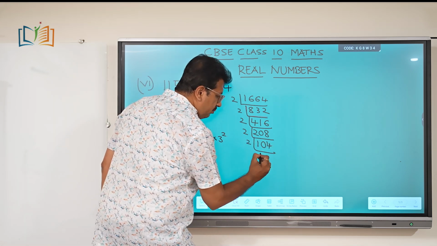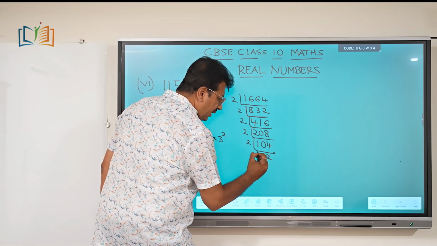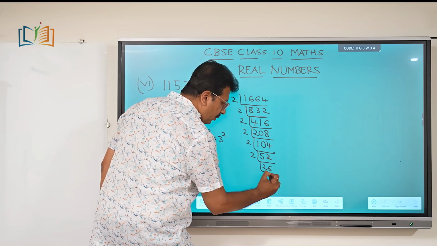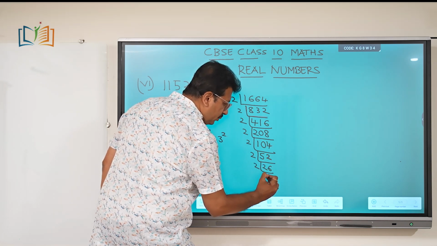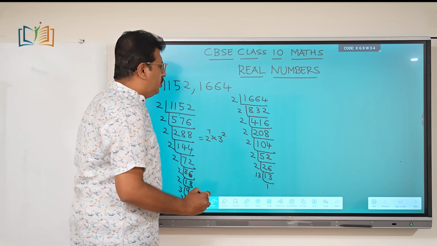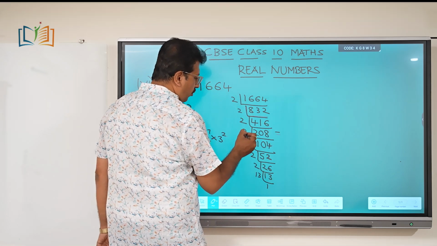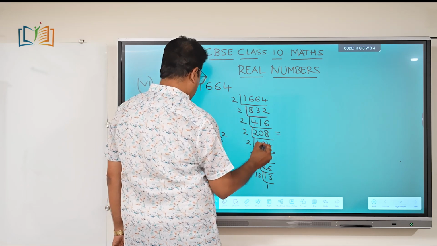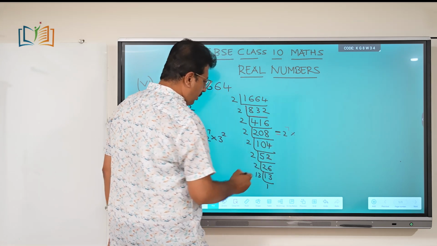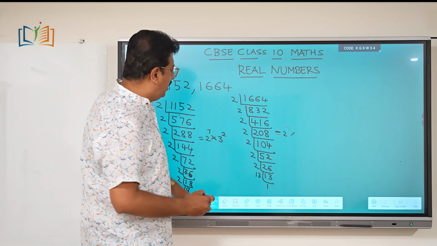Next is 2 5s are 10, 2 2s are 4. Next 2 2s are 4, 2 6s are 12. 2 1s are 2, 3s are 6 and 13 1s are 13. So here you can see, how many 2s are there? 1, 2, 3, 4, 5, 6, 7. Here also you are getting 2 to the power of 7. So 2 to the power of 7 into 13.